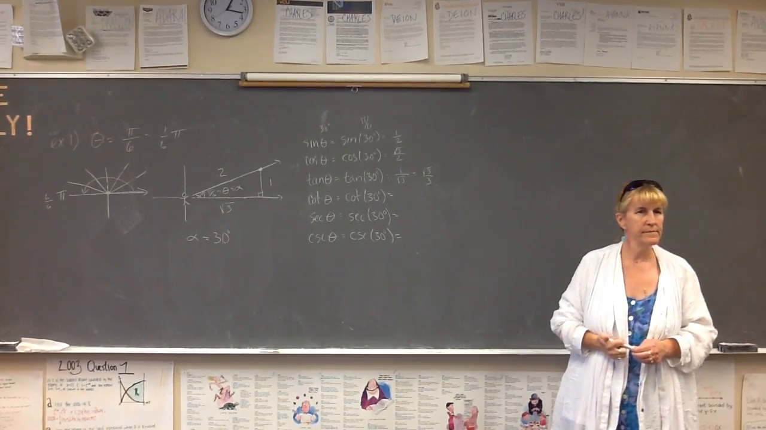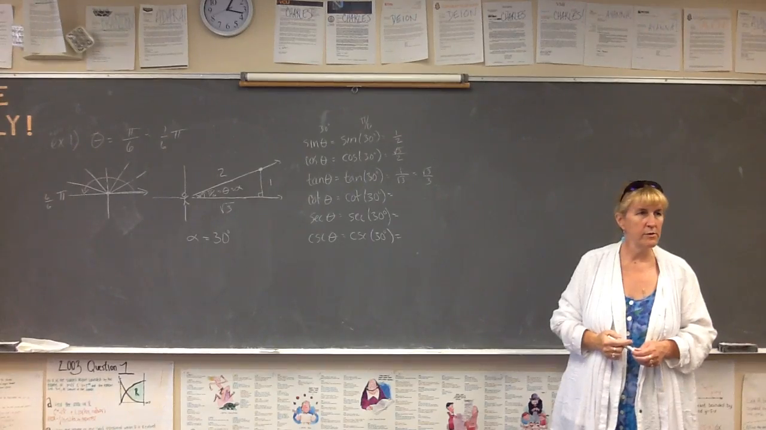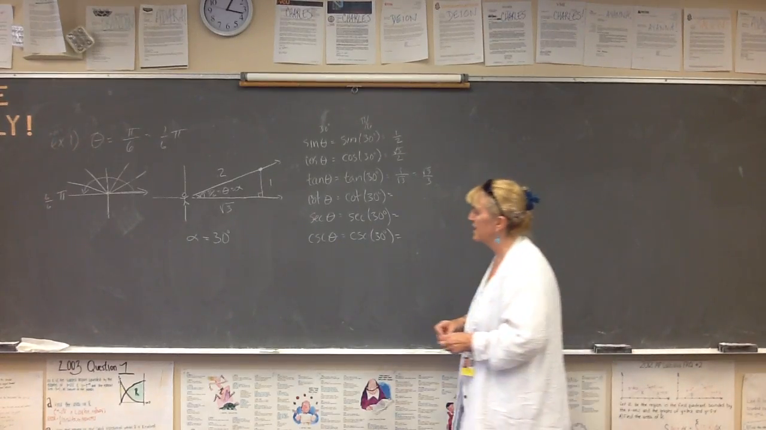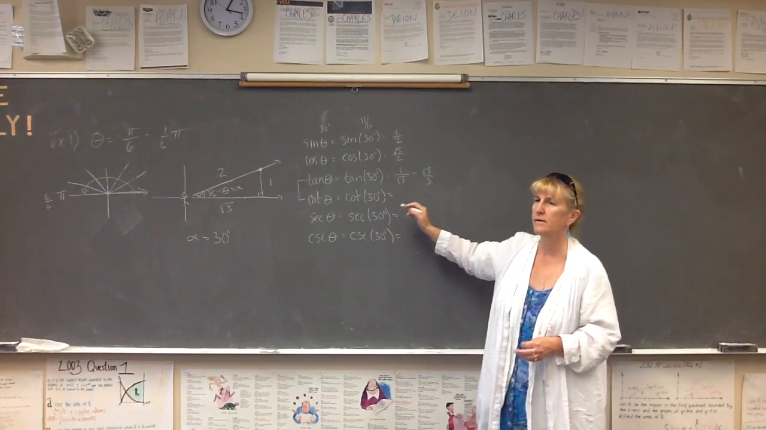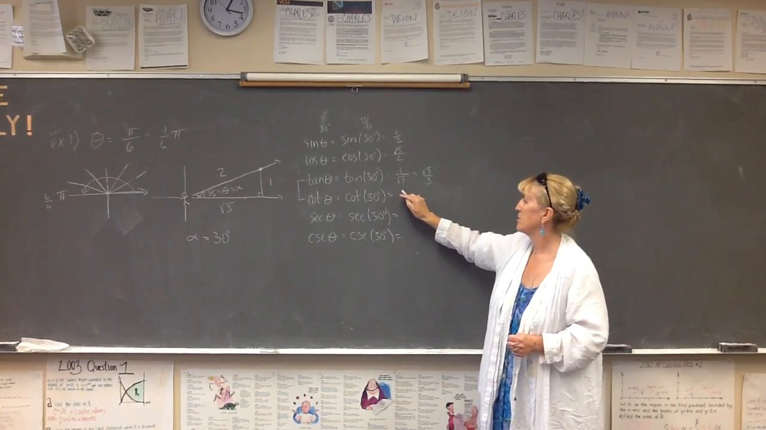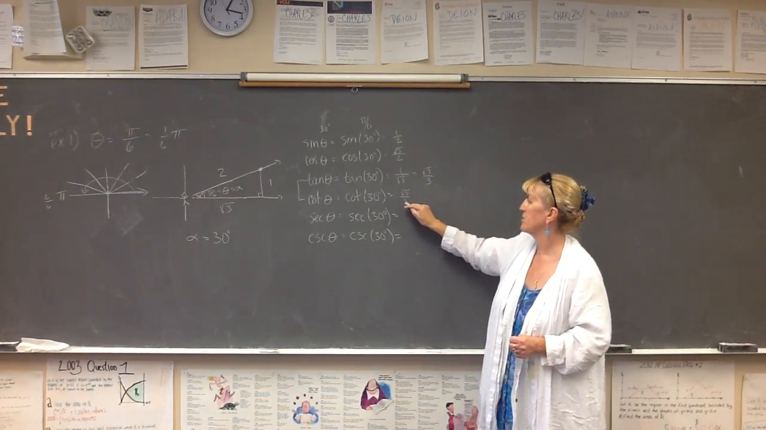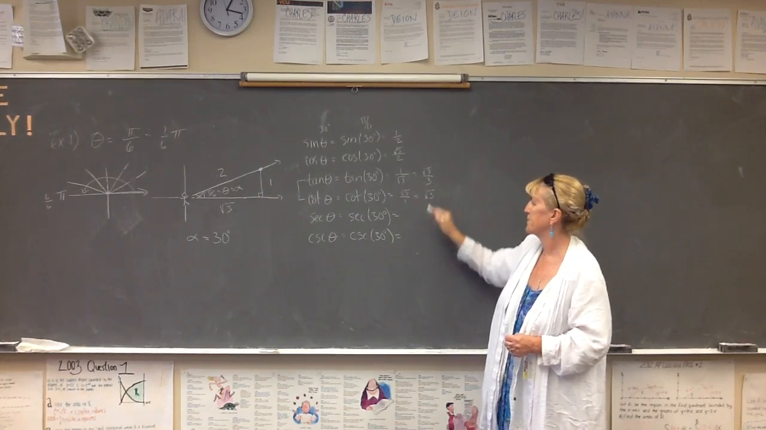Cotangent. Anybody know a trick? Reciprocal of tangent. These bracket up. What's the reciprocal of either one of those? Just the square root of 3. I'm going to call it the square root of 3 over 1, which is the square root of 3.